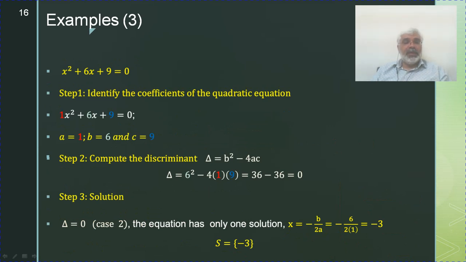x squared plus 6x plus 9 equals 0. Again, is it written in the general form? Yes, it is written in the general form. So start identifying a, b, and c. a equals 1, b equals 6, and c equals 9.